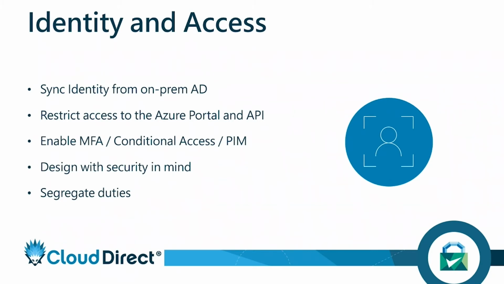And we also recommend looking at PIM. So that's privileged identity management. And that allows you to give just-in-time access or administrative access to users. So in their day-to-day operations, they will operate at a lower permissions level. And then if they need to make a change that requires a higher level of access, then they can request this via PIM in the Azure portal.